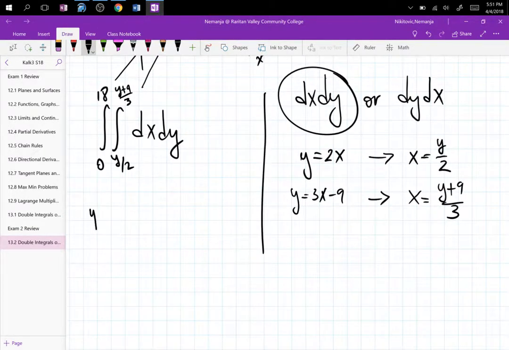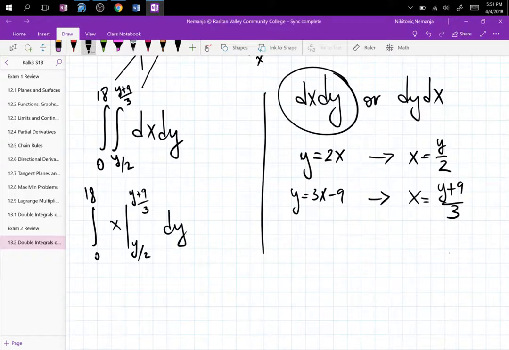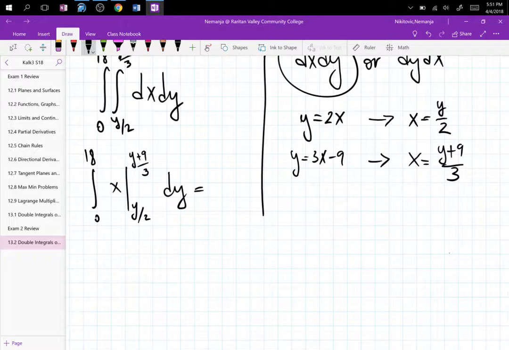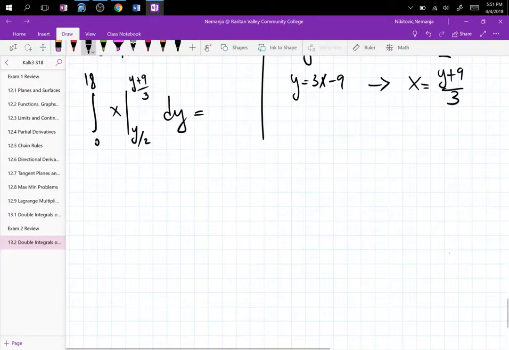So we do the inner integral first. So 0 to 18 gets copied. The integral of the inside is x, computed from y over 2 to y plus 9 over 3. And then we have dy. This is our first checkpoint, because you see that these are going to plug in for x, and then the next integral will be all in terms of y, and you're integrating in terms of y. So that's good. You will know when you mess up, because nothing will make sense. You will be done with the integral, and you will have a function that doesn't make sense. So you will know if it's wrong.